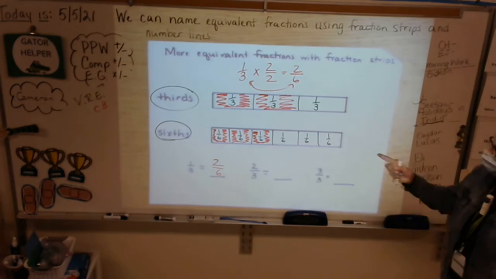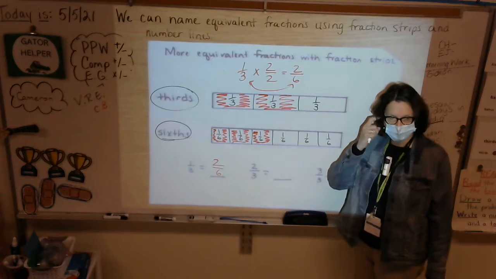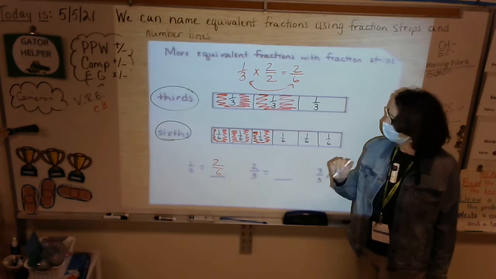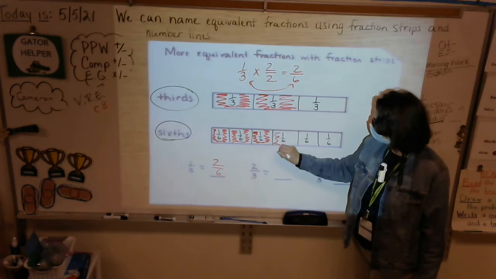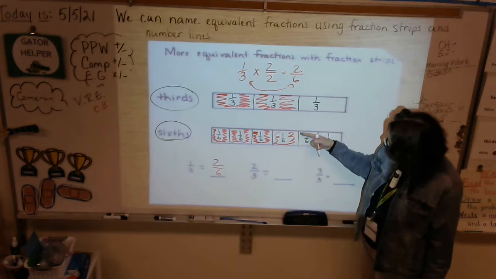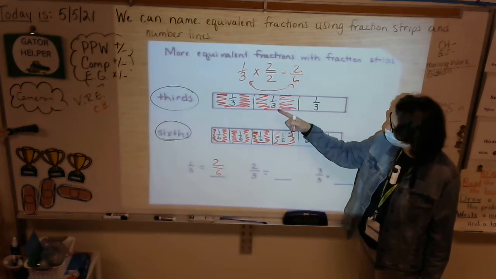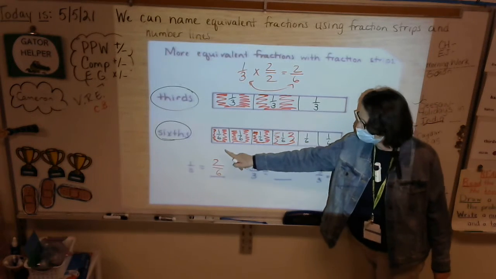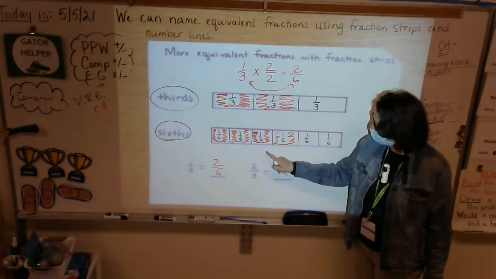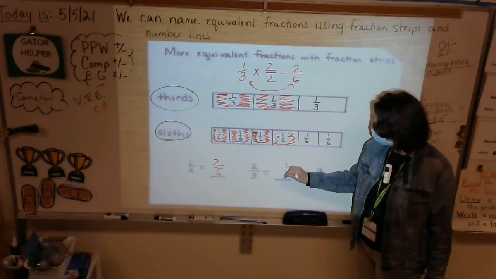All right, do I have enough sixths colored in on my fraction strip or no? No, so let's color in one more. And now when I color in this one more, sure enough, I have the same amount. So 2/3 equals how many sixths? Count in class. 1/6, 2/6, 3/6, 4/6.